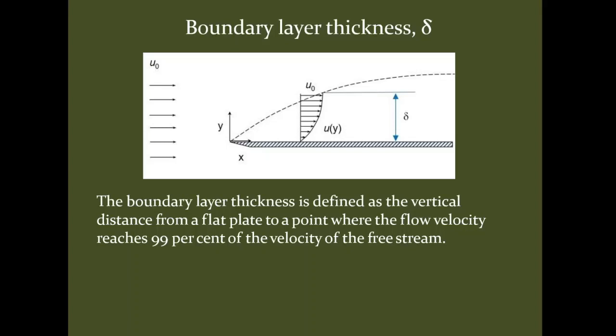The boundary layer thickness is defined as the vertical distance from the plate to a point where the flow velocity reaches 99% of the free stream velocity, that is u0. So it is the vertical distance from a plate to a point on the boundary layer where the velocity reaches 99% of the velocity of the free stream.